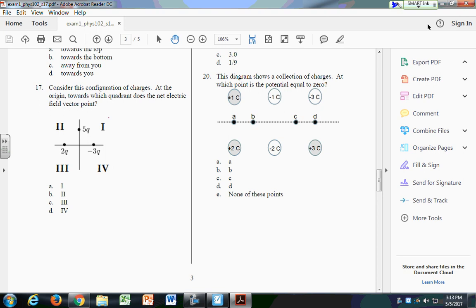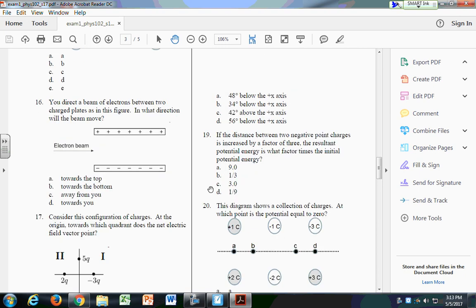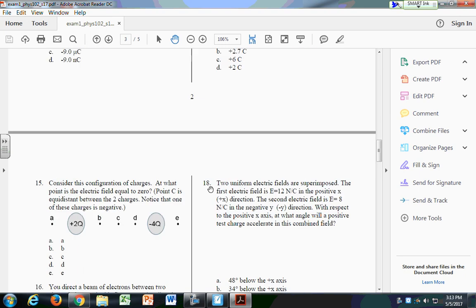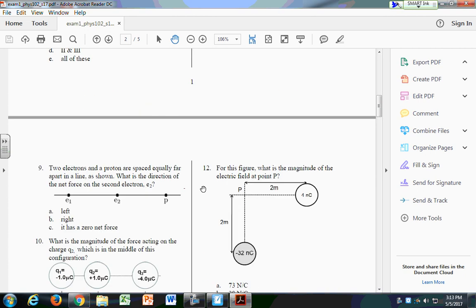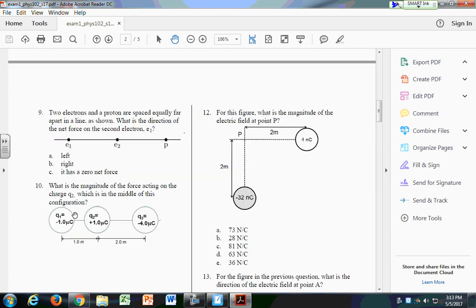Yeah, this one's kind of complicated. You wouldn't see it like this. With six charges, you got six different vectors. It would be too complicated. But, I mean, I could. There were some questions on this that were similar to that, I'm pretty sure. Well, like number 9 here, what is the direction of the net force on the second electron? Is that sort of what you're thinking about?